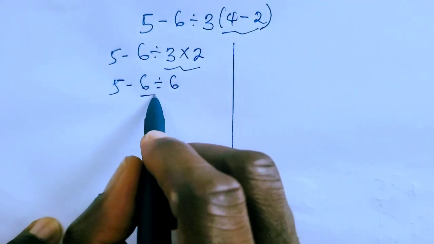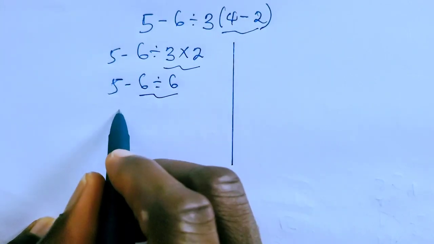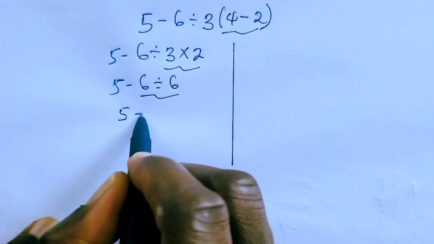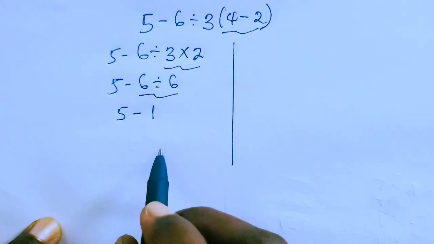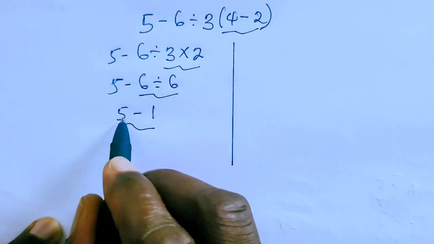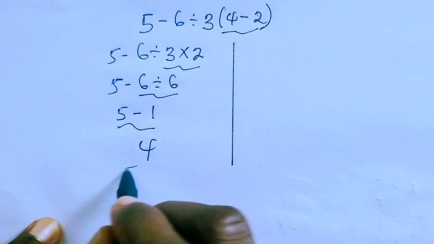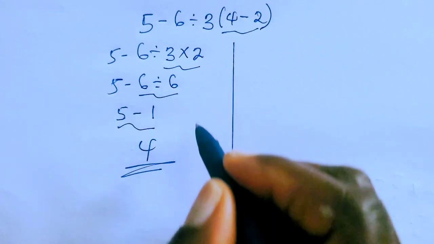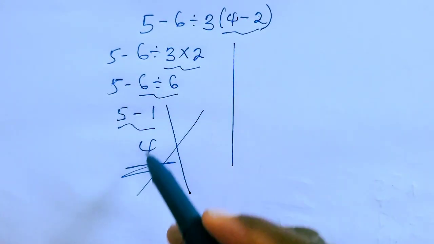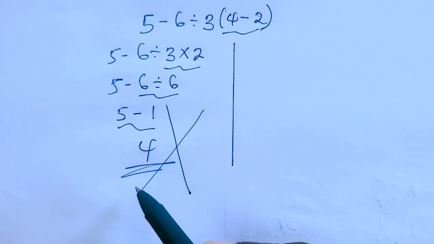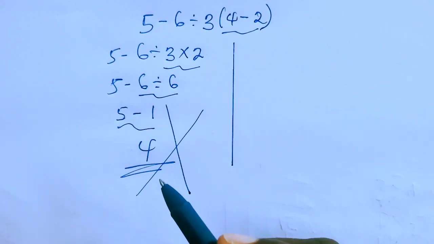Then here we have this, and the expression becomes 5 minus 6 divided by 6, that gives us 1. And lastly, we have 5 minus 1, that gives us 4. This answer is wrong. This first approach here is completely wrong. Do not make this mistake.